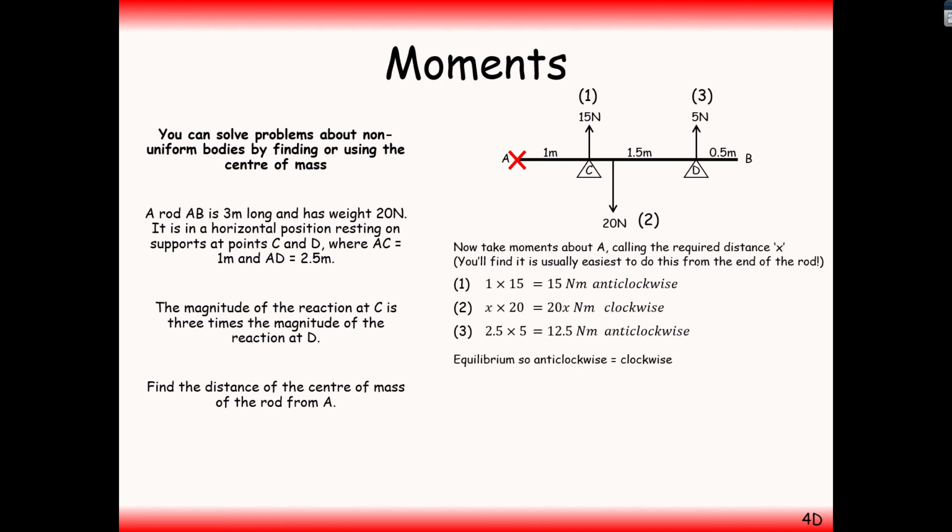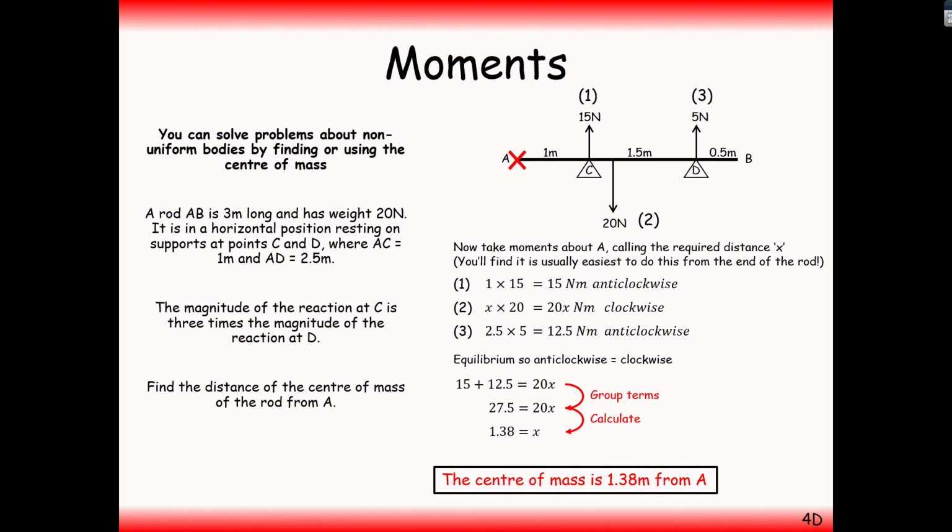Okay, same as before, equate the anti-clockwise with the clockwise. That's the sum of the anti-clockwise. That's the sum of the clockwise. And solve. Group the terms, divide, done. So the centre of mass is 1.38 meters. Okay, just with a quick check, just make sure you've fully answered what the question wants.